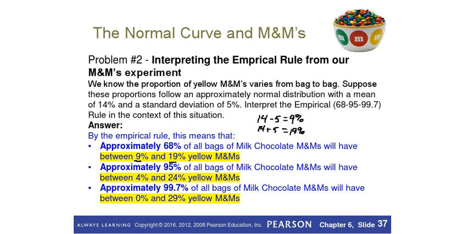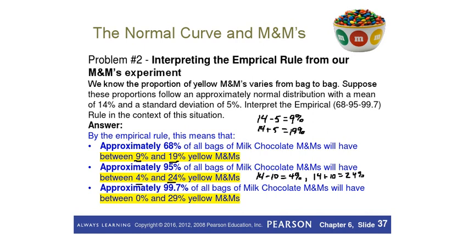So basically what we're saying is that 68% of all of the bags that we ever open will have somewhere between 9% and 19% yellow M&Ms. So my bag that had 11.5% falls squarely in that group. If we take 2 times the standard deviation, that's 14 minus 10, which is 4%, and 14 plus 10, which gives us 24%. So 95% of all the bags will have somewhere between 4 and 24% yellow M&Ms.